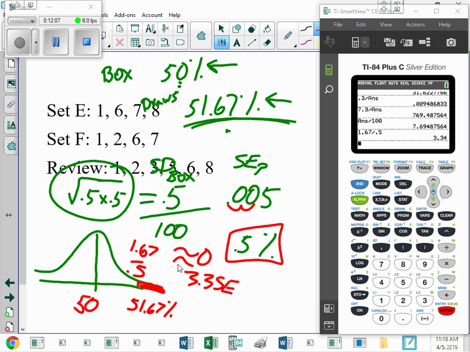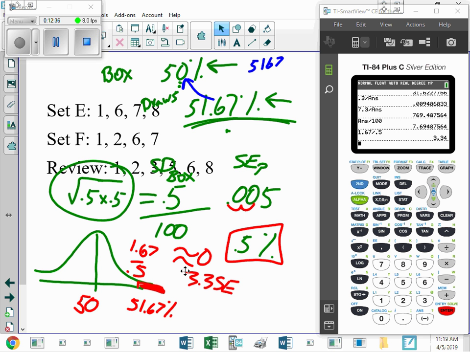Now, when I asked you originally, you told me that 51.67 really wasn't that far off, right? 51% really isn't very far from 50%. So why did we reject? There are so many draws. If I only had 100 draws, would 51% be very far off?